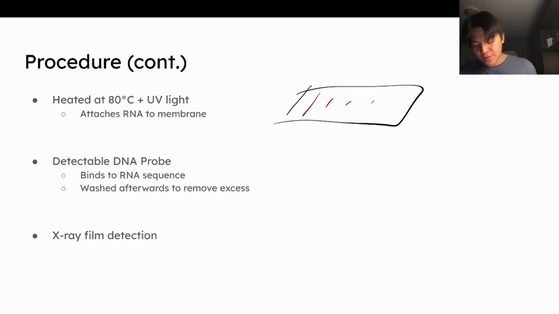Remember, we do the same thing. We heat it at 80 degrees. We blast it with UV light. Basically makes the RNA attached to the membrane. Then we do the same thing with the RNA probe. We add our RNA probe, and then it'll bind to the RNA sequence, right? And then we'll wash it to remove any extra probe. So we're just left, let's say the probe was for this RNA, right? And then we do the exact same thing with our X-ray film detection, since we have some detector here.